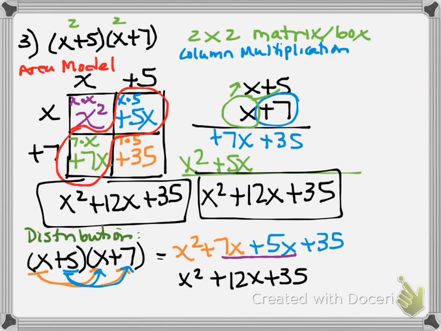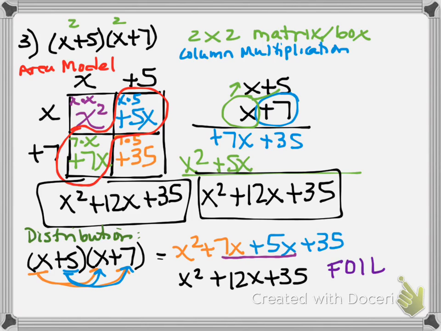Now, your brothers and sisters, your moms and dads, your grandmas and grandpas all learned a particular mnemonic device to help them remember this distribution method. And they learned the term FOIL. Okay, so I'm going to write it down, but I'm going to tell you, according to Common Core, they don't want us really talk about it.